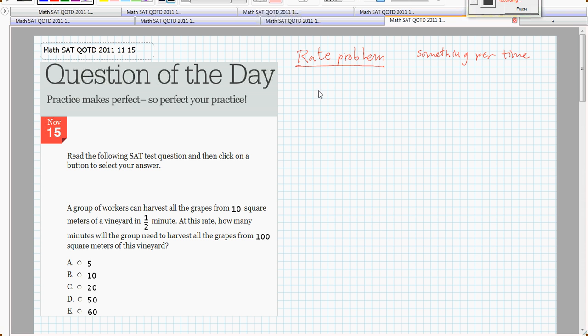So let's translate this into words. 10 square meters, meters squared, can be harvested in 1/2 a minute. Or if you like, that's also 10 square meters in 0.5 minutes. The question is, how many minutes do you need to do 100 square meters?